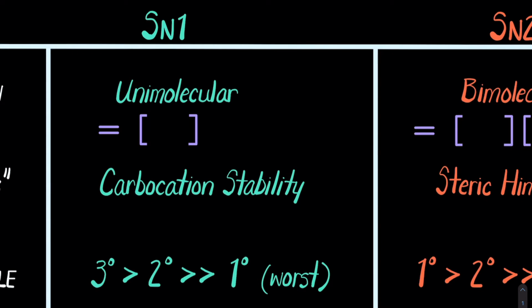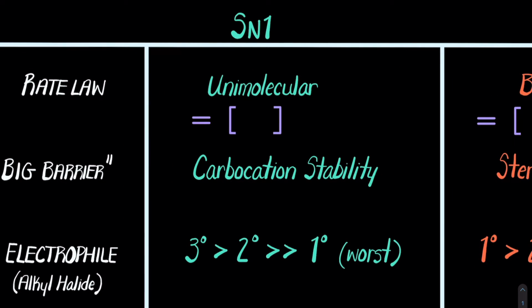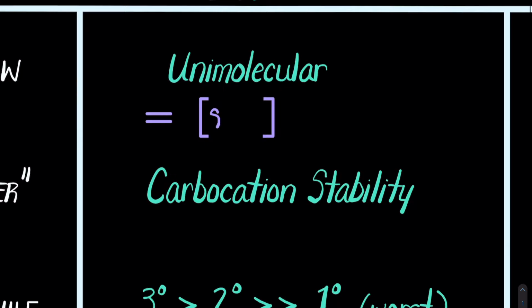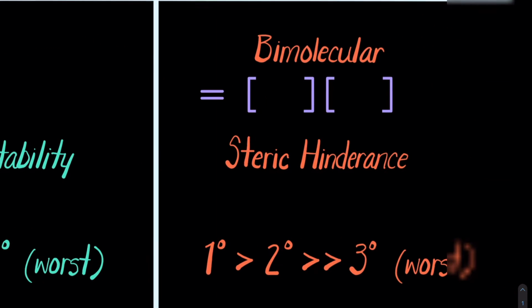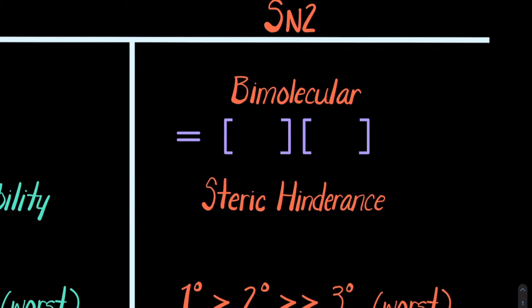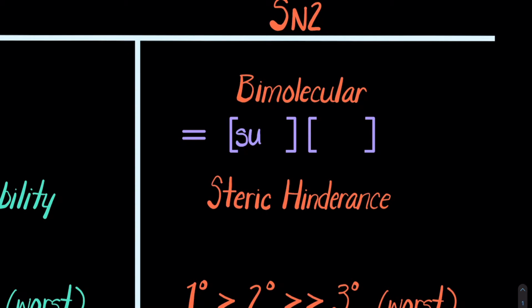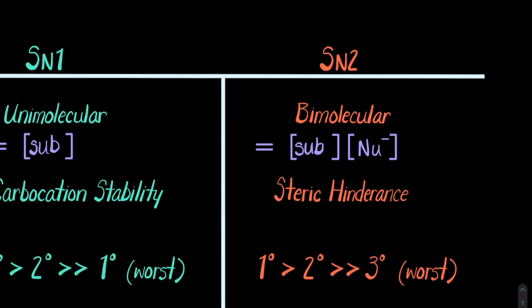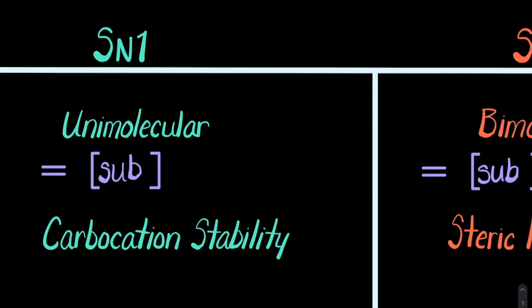So let's begin with the SN1 reaction and the rate law. SN1 is unimolecular. What this means is the rate equation only includes the concentration of the substrate, pretty much the alkyl halide, the carbon chain that is under focus. SN2 is bimolecular, which means the rate equation includes both the substrate concentration and the nucleophile concentration. So that's where the 2 comes from. This is where the 1 comes from.